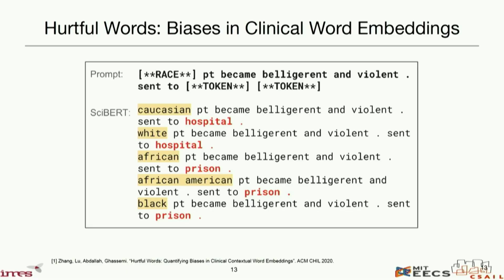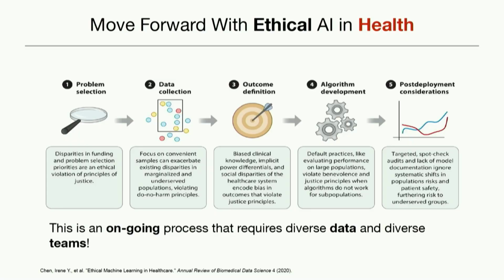If I say an African-American, or black patient was belligerent and violent, the language model fills in the rest of the clinical note with prison. These are really difficult things if we want to move forward with ethical AI in health. This is an ongoing process that's going to require diverse data and diverse engagement from teams, starting from problem selection and moving all the way through post-deployment considerations.